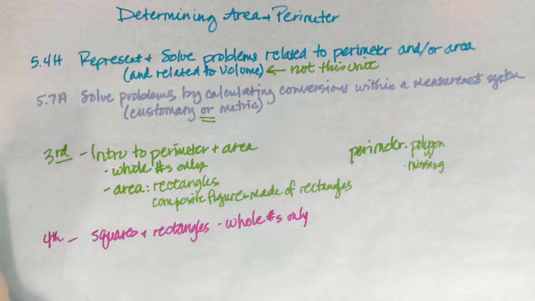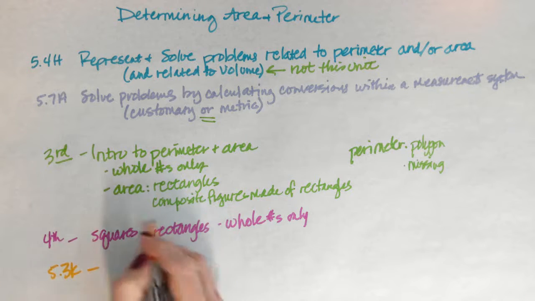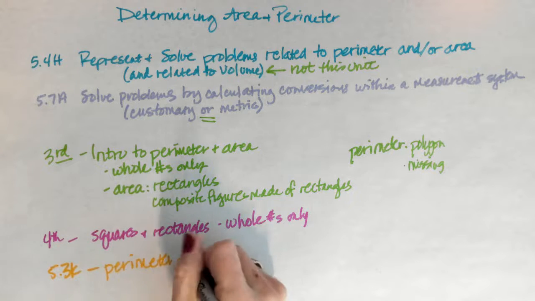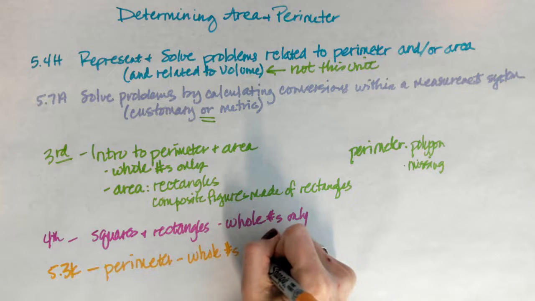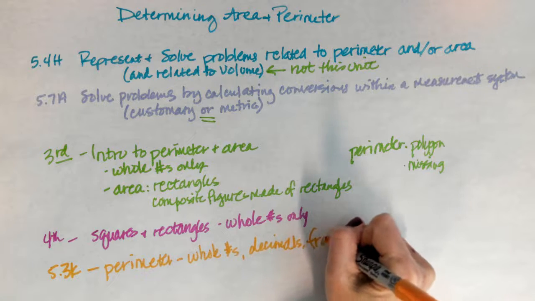Now, where does that come into play in 5th grade? Well, in 5th grade, we know that 5.3K is our problem solving, add and subtract all positive rational numbers, and that comes into play in perimeter. So let's think about that. How does 5.3K affect us here? Well, that means for perimeter, I could have measurements that are whole numbers. I could have measurements that are decimals. I could have measurements that are fractions.